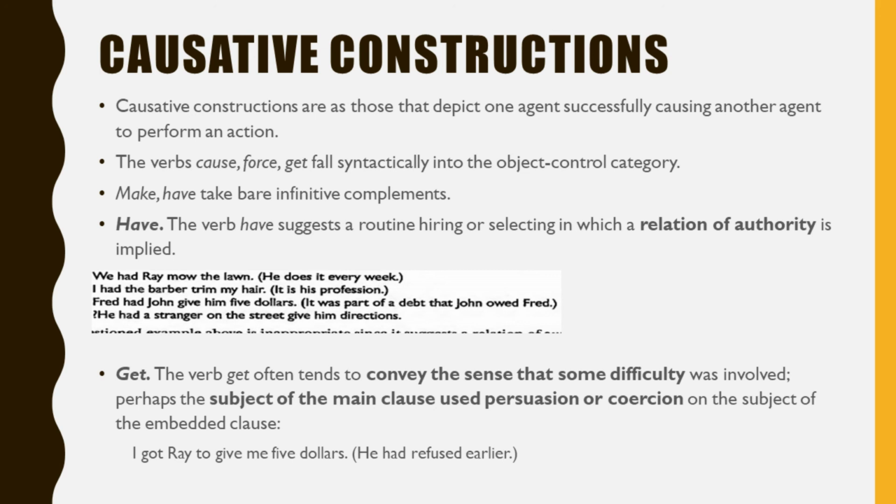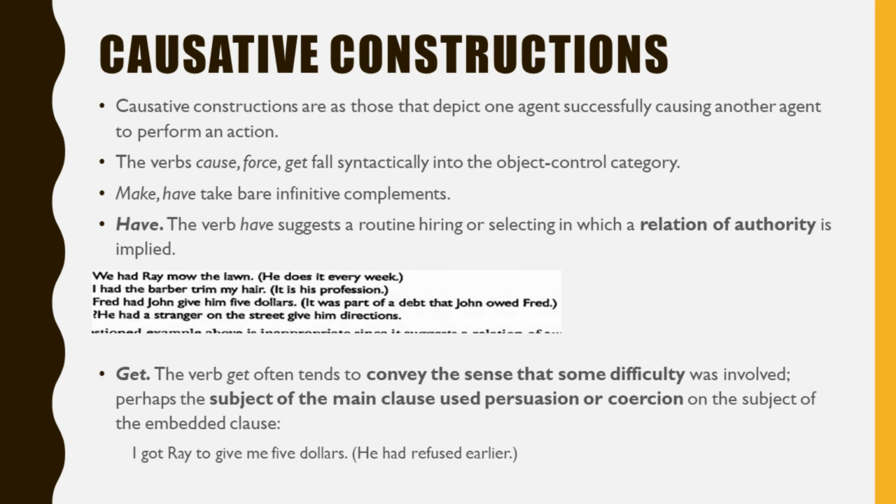First is the "have." The verb "have" suggests a routine hiring or selecting in which a relation of authority is implied, as between customer and business person or creditor and debtor. For example, "We had Ray mow the lawn." "I had the barber trim my hair." "Fred had John give him $5." "He had a stranger on the street give him directions."